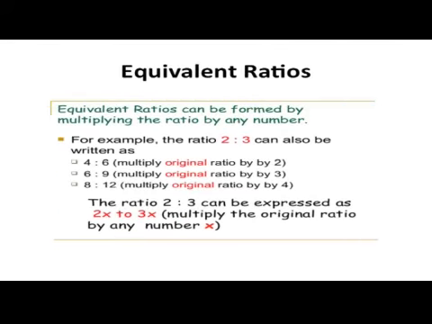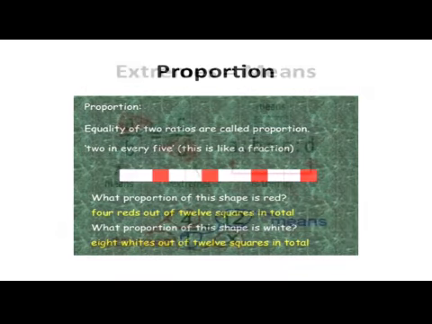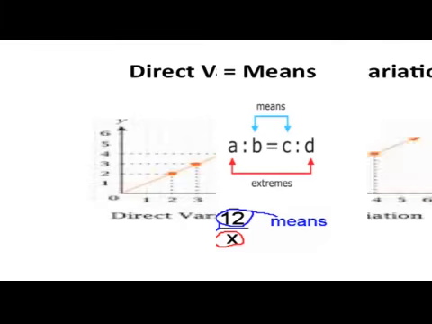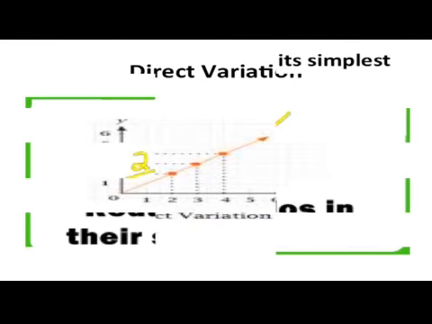When the 2 terms of a ratio are multiplied by the same number, we get equivalent ratios. The equality of 2 ratios is called a proportion. In a proportion, the product of extremes is equal to the product of means. If 2 quantities vary in the same ratio, then they are in direct variation.